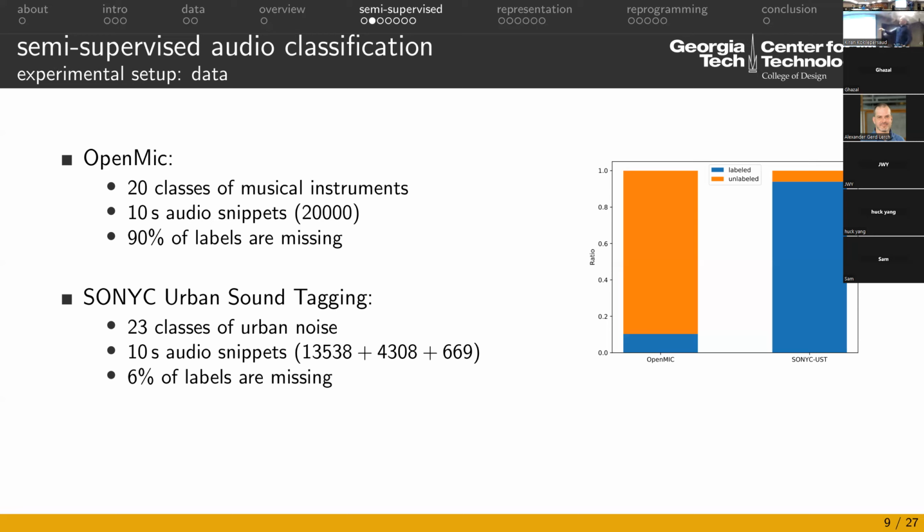Then we have an urban sound tagging data set. So this is 23 classes of urban sound. So it's a dog barking or a car honking or whatever sounds you have in an urban landscape. It's also 10 seconds. Here only 6% of the labels are missing, right? So this is nearly completely labeled.